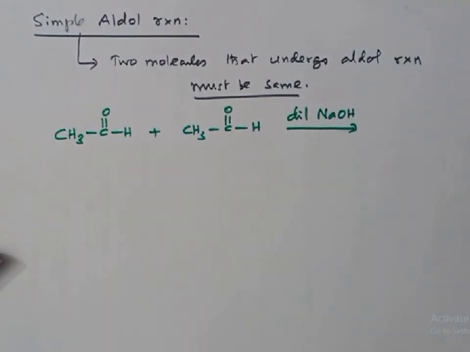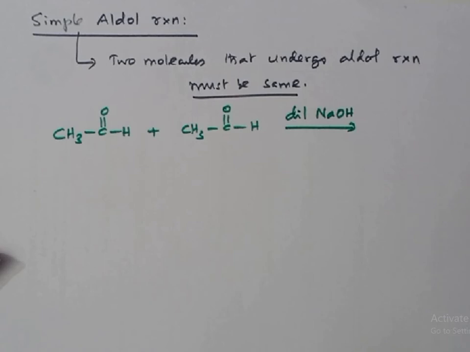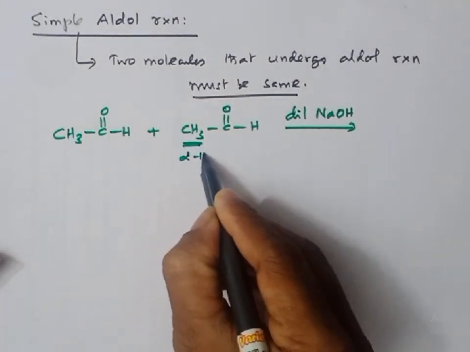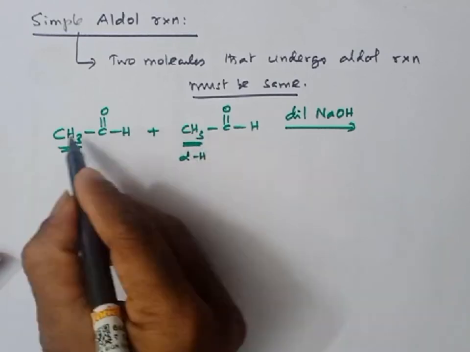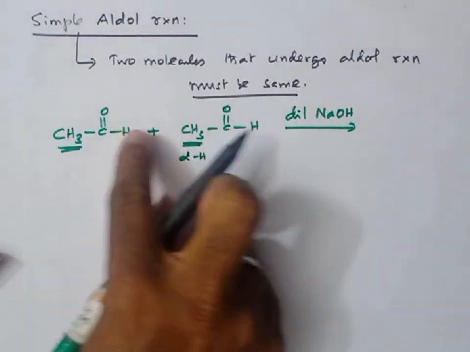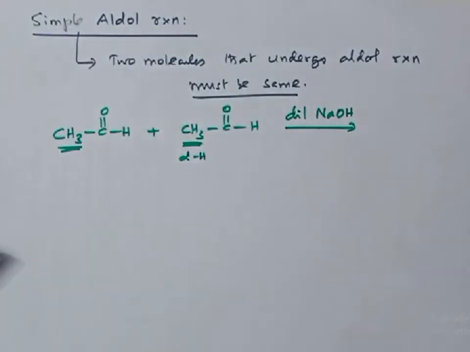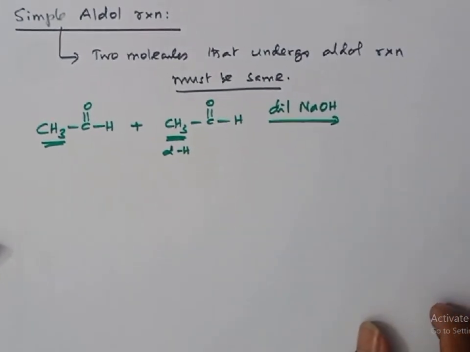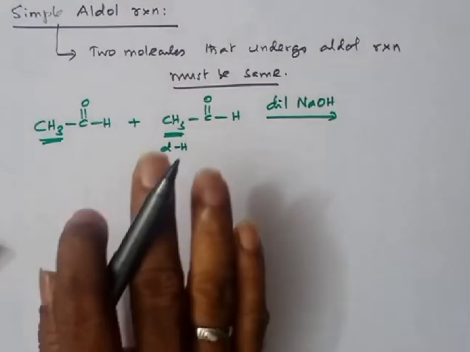Dilute sodium hydroxide. Here see the alpha carbon containing hydrogen. Both are the same compound. Since both these compounds are the same, this reaction is a simple Aldol reaction, and both contain alpha hydrogen. Now, if we add dilute sodium hydroxide, what will happen? The reaction goes like this.